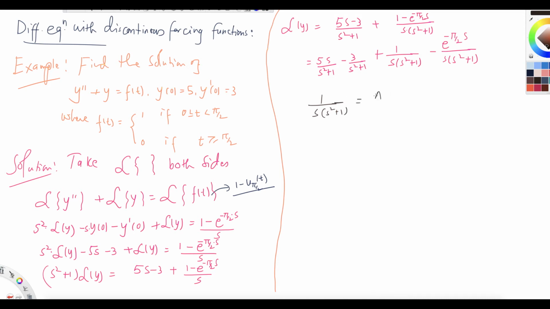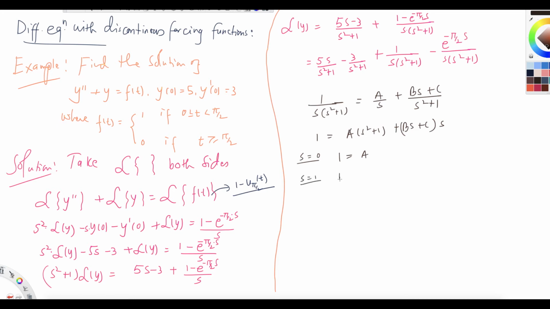You can write a over s plus bs plus c over s squared plus 1, right? So what you can write is 1 equals a times s squared plus 1 plus bs plus c times s, right? If you take s equals 0, what do you get? You get 1 equals a, and everything else will be 0. A is 1, right?